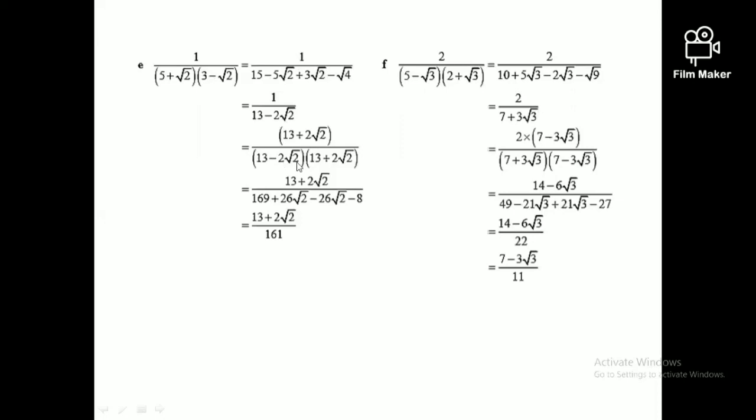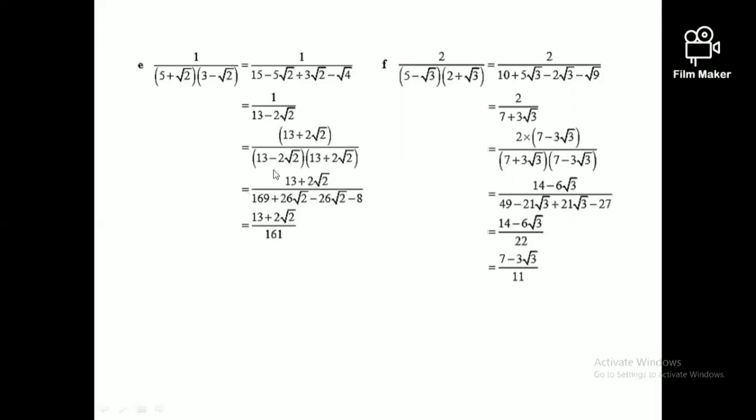Then you have to rationalize the denominator. Multiply both numerator and denominator by 13 plus 2 root 2. Then the numerator is just multiplying 1 with 13 minus 2 root 2, which is 13 plus 2 root 2. Denominator, how to get it? No need of writing everything. You can write 13 into 13 is 169. Intermediate terms get cancelled anyway, no need of writing. Minus 2 root 2 into plus 2 root 2 is minus 8, children. 169 minus 8 turns out to 161. Right? Okay, that's the final answer.